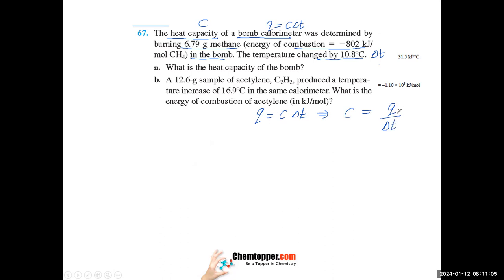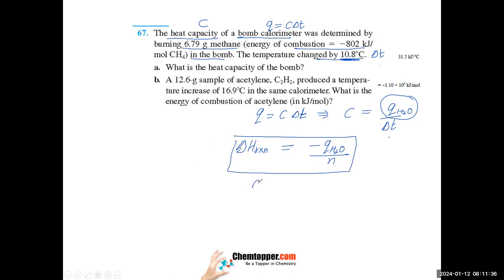But what is Q? Q is of the water. This Q is not given. Delta T is given. And my aim is to get this Q. I know that delta H of the reaction is minus Q of the water over N. N is the moles of the reactant. If I rearrange this equation, what is Q of the water? Isn't it minus N delta H reaction? Take N on the other side, take minus also on the other side, like this.